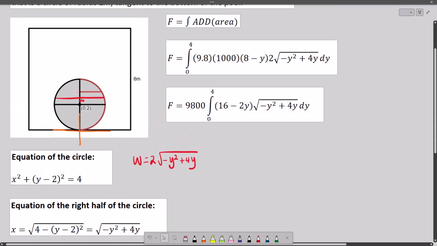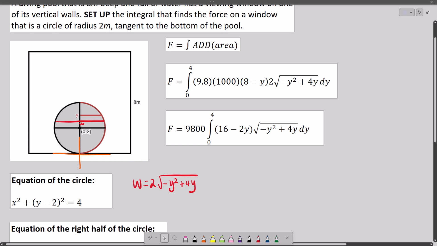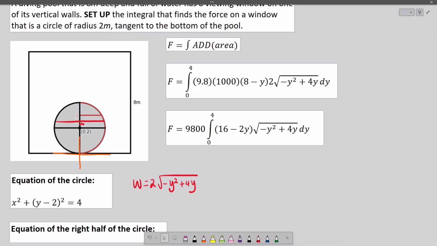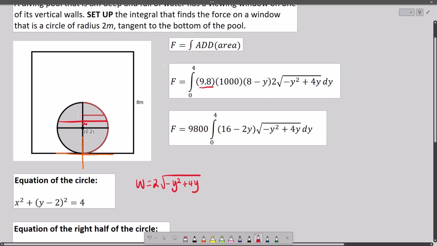All right, so now let's go to our acronym. So again, ADD area for force, ADD volume for work. Which also makes sense because force times distance is work. So if we tossed in another unit of length, we would end up with force times distance, which would bring us to work. All right, so acronym, ADD first. Acceleration, density, depth.